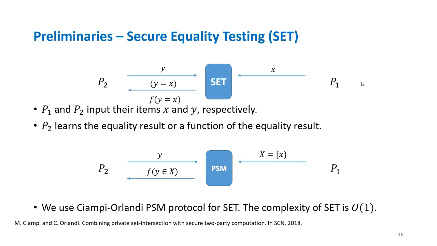In our private set intersection protocol, we utilize the private set membership protocol of Ciampi-Orlandi. Note that this PSM protocol becomes an equality testing protocol if the set of party P1 includes only one item.